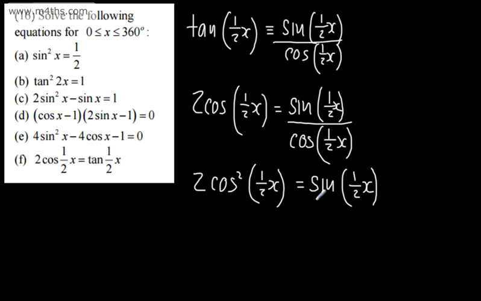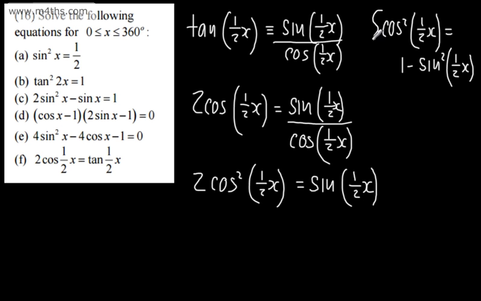Ideally at this stage, this isn't going to factor as it is, so I'm going to use now that cos squared 1/2 x is going to be equal to 1 minus sine squared of 1/2 x. So I'm using my identity, and I'd write to the examiner that I know cos squared of 1/2 x plus sine squared of 1/2 x is equal to 1. Therefore, cos squared of 1/2 x is going to be equal to 1 minus sine squared of 1/2 x. This is going to turn this into a quadratic equation in sine.